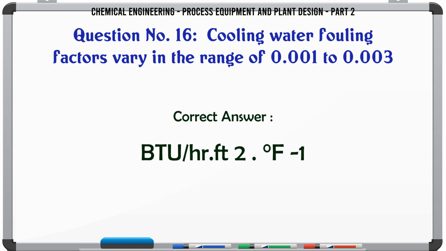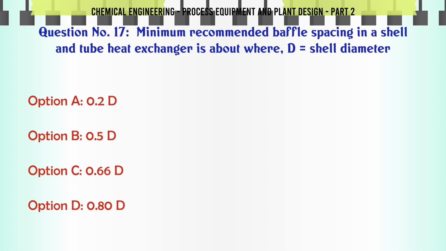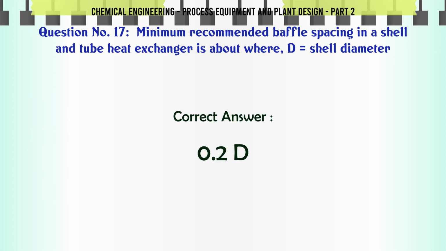BTUHR.feed2. F1. Minimum recommended baffle spacing in a shell and tube heat exchanger is about 'D' where D is the shell diameter. A. 0.2 D. B. 0.5 D. C. 0.66 D. D. 0.80 D. The correct answer is 0.2 D.